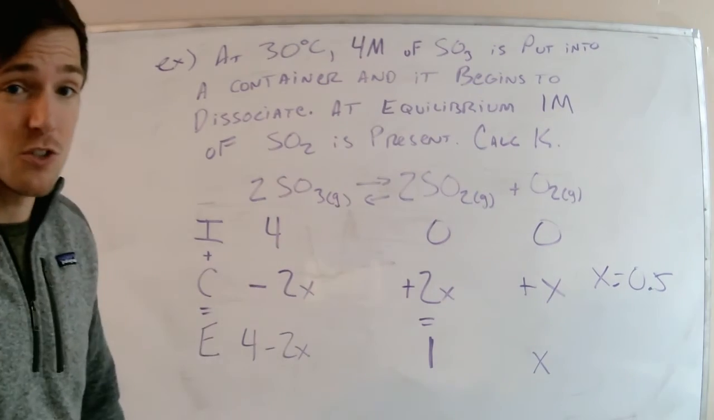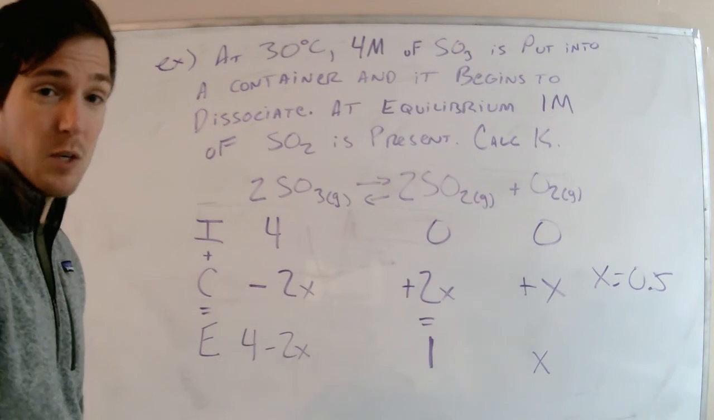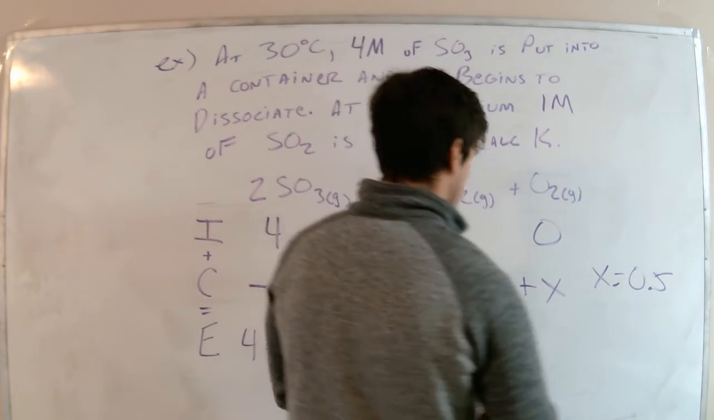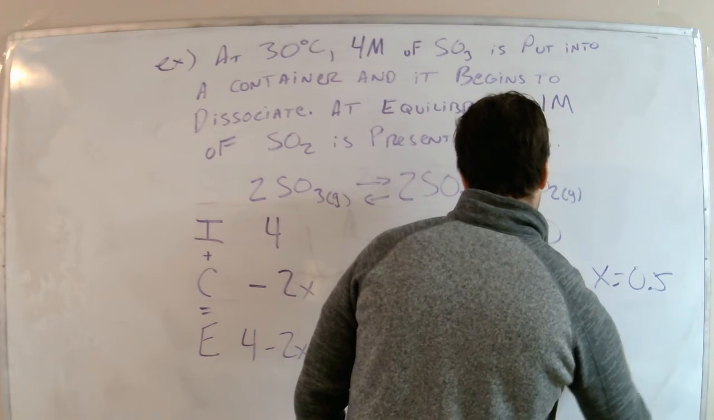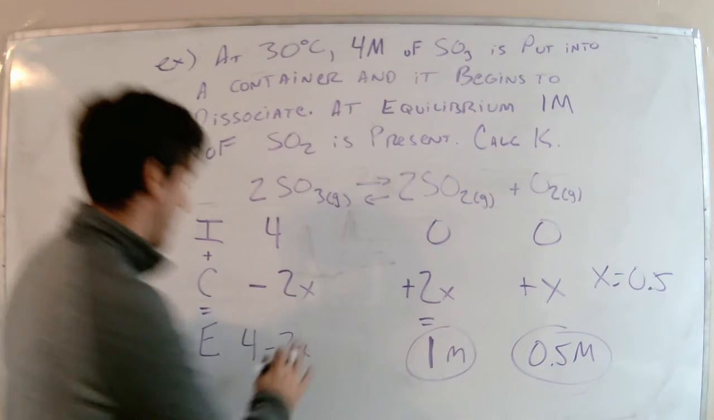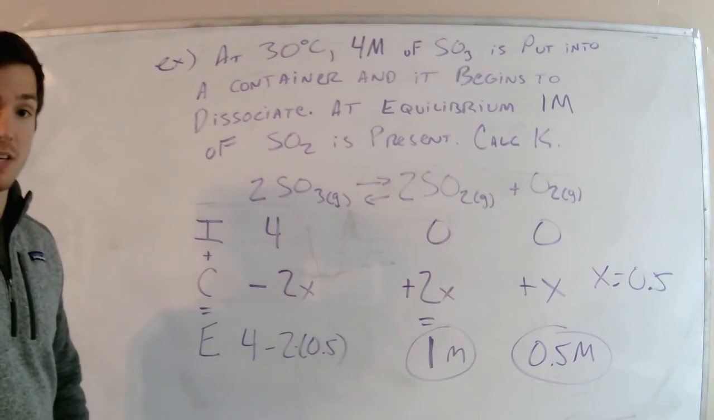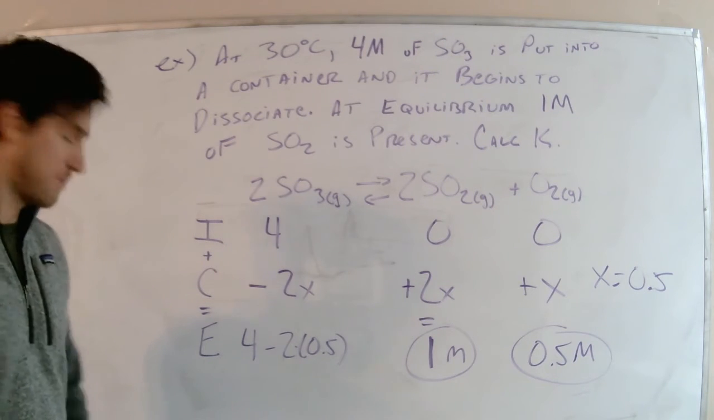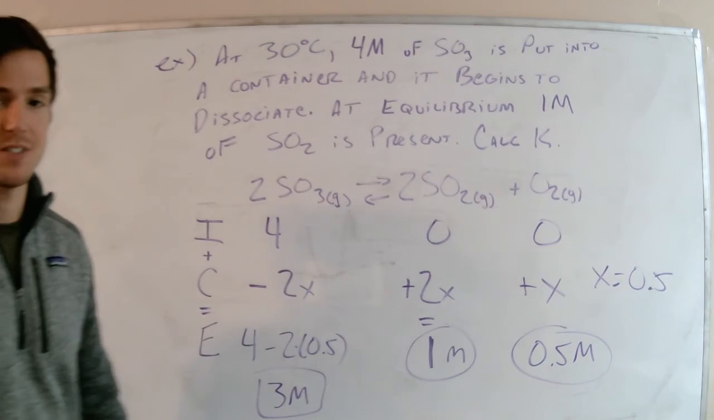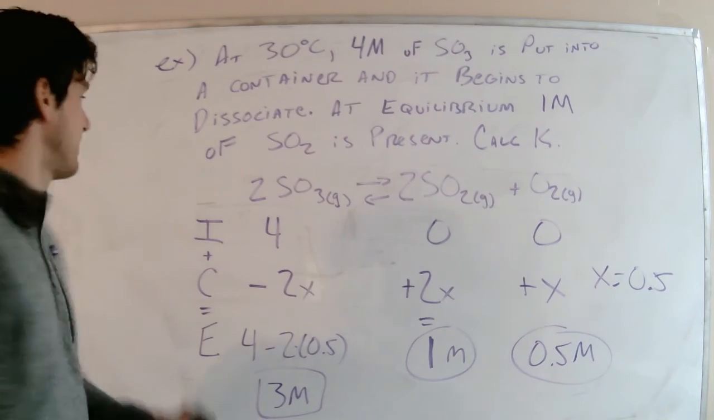So now we could just go ahead and plug in x to these final expressions to get our new equilibrium concentrations. So the equilibrium concentration of O2 is just going to be x, which is 0.5. And then if we plug in 0.5 here, our new equilibrium concentration for SO3 is going to be 3. Cool, we got all our equilibrium concentrations. But we're not done yet, right? They want us to calculate K.